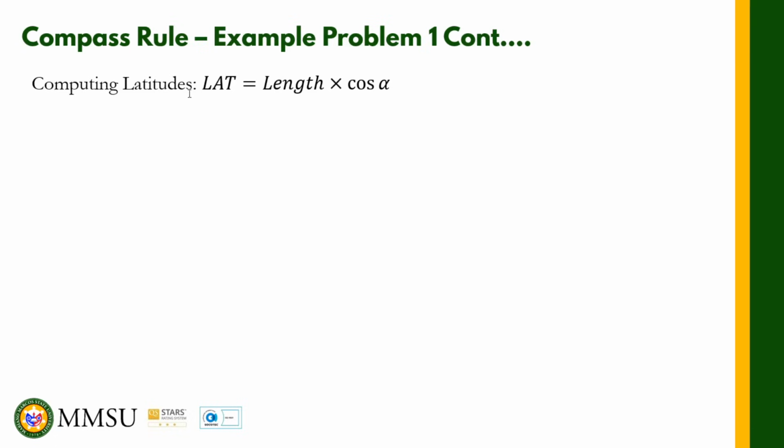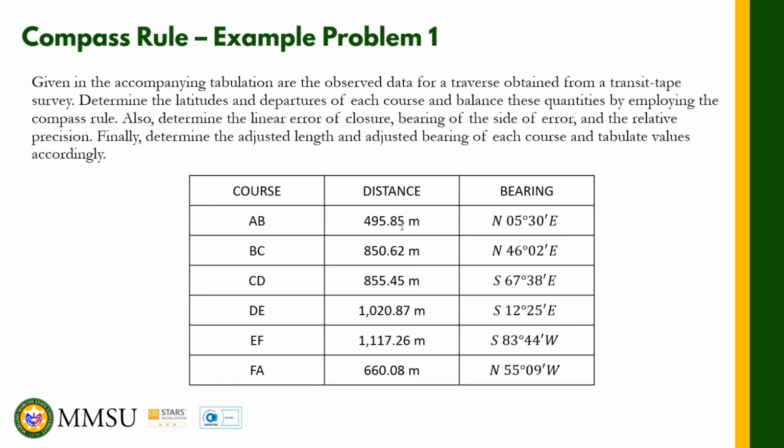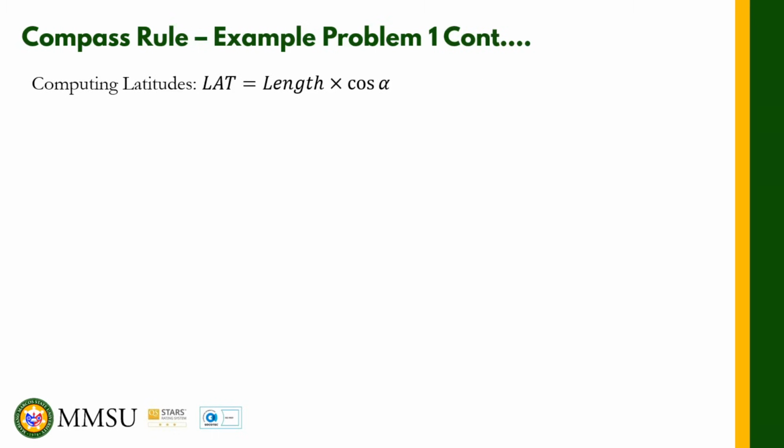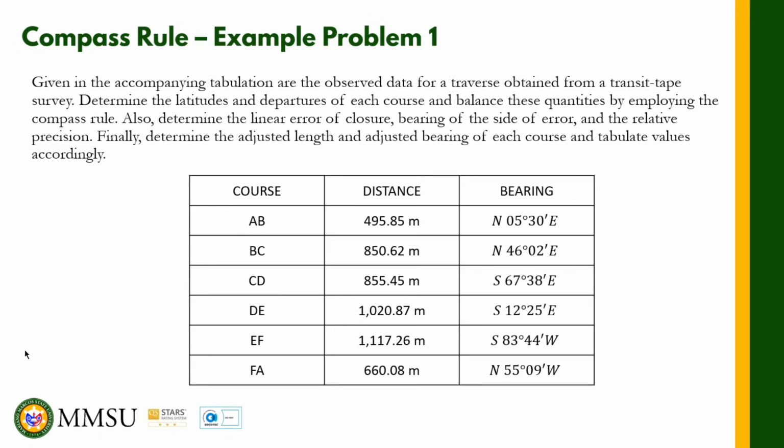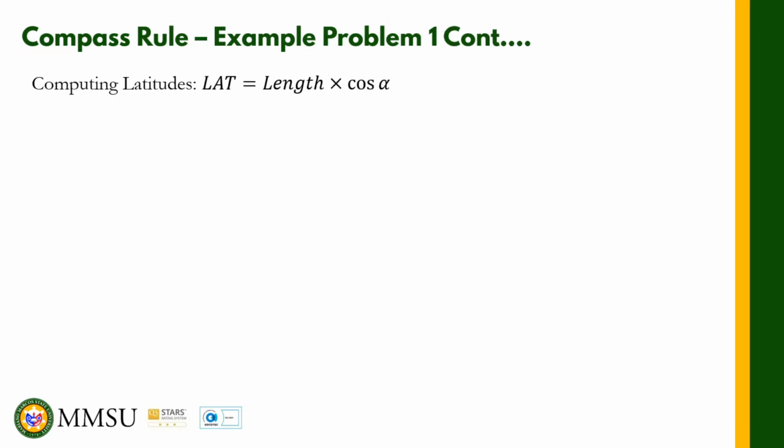Okay, so computing latitudes, ang formula natin is the length times the cosine of the bearing. Okay, so etong distance, the length multiplied by the cosine of the bearing. Remember dito, kasi bearing yung given, ano? So, ibig sabihin, for the latitude, lahat ng north ay positive, lahat ng south ay negative. Okay, be mindful sa mga signs natin dito. Okay, compute na natin yung latitude. For the first one, we have latitude AB.